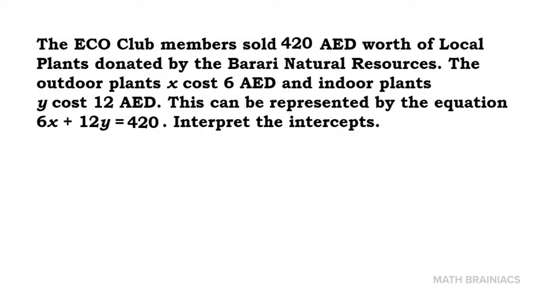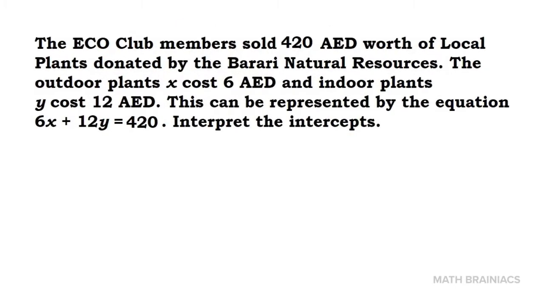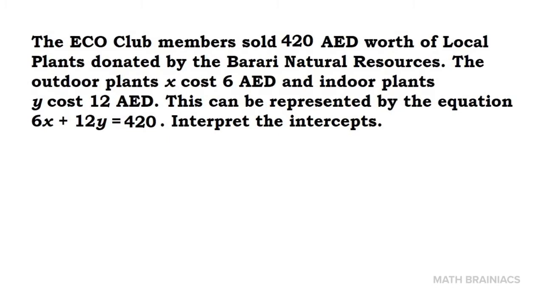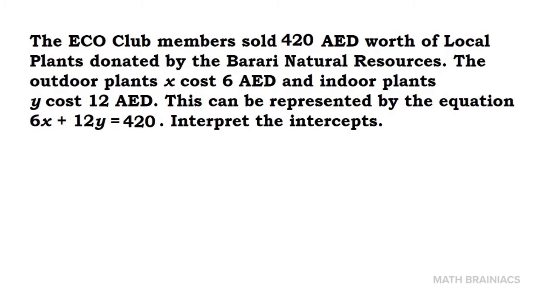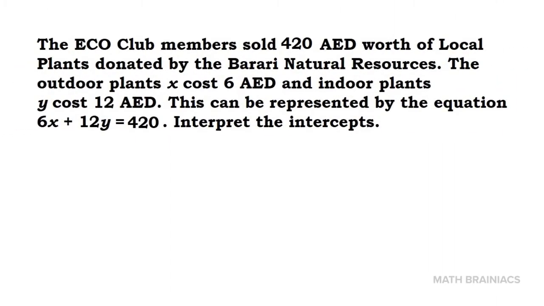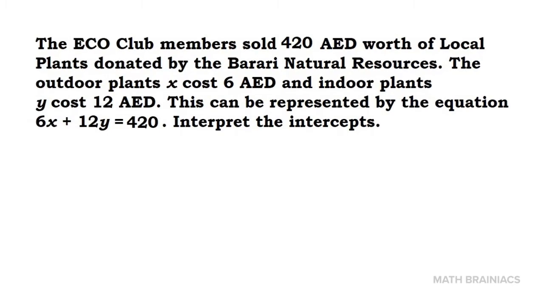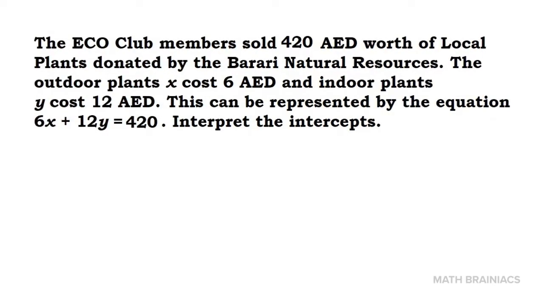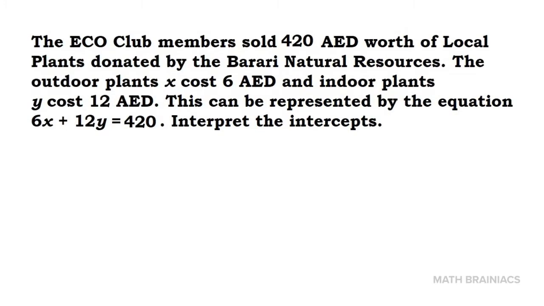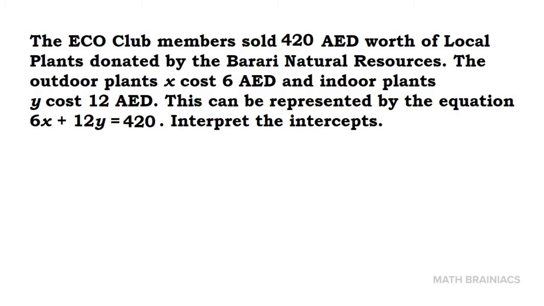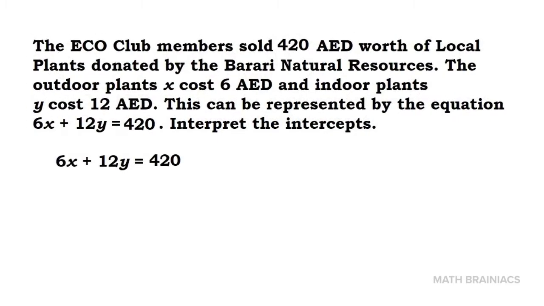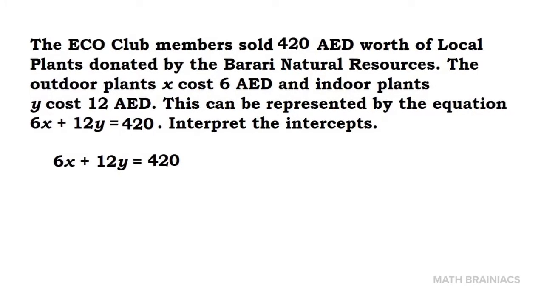Let us work on another example so that you can understand it well. The Eco Club members sold 420 dirhams worth of local plants donated by the Barari Natural Resources. The outdoor plants x cost 6 dirhams and the indoor plants y cost 12 dirhams. This can be represented by the equation 6x + 12y = 420. Interpret the intercepts. Let us write the equation below so that we can work on it.